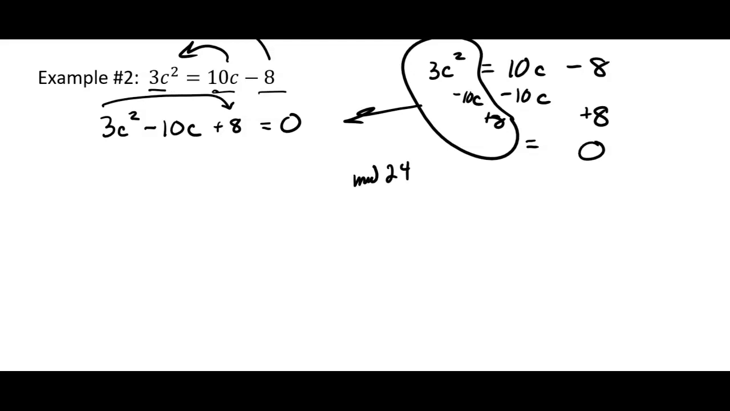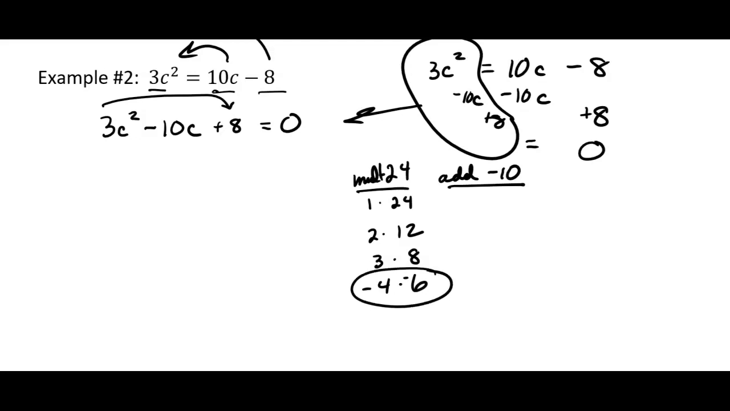So I need two numbers that multiply to be 24, but add to be negative 10. If I can't think of them right off, just start at the beginning: 1 times 24, 2 times 12, 3 times 8, 4 times 6. Okay, now they both have to be negative, don't they? They both have to be negative because I'm getting a positive 24 and a negative 10. So it looks like that combination right there, negative 4 and negative 6.